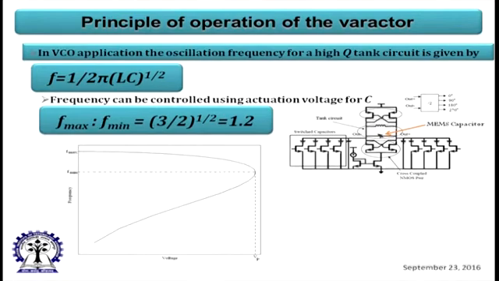You will find a 50% change in capacitance is possible with this kind of mechanical tuner. If you have a 50% change, 3 by 2, that is 1 to 1.5, a 50% change, it boils down to a 20% change in the frequency.